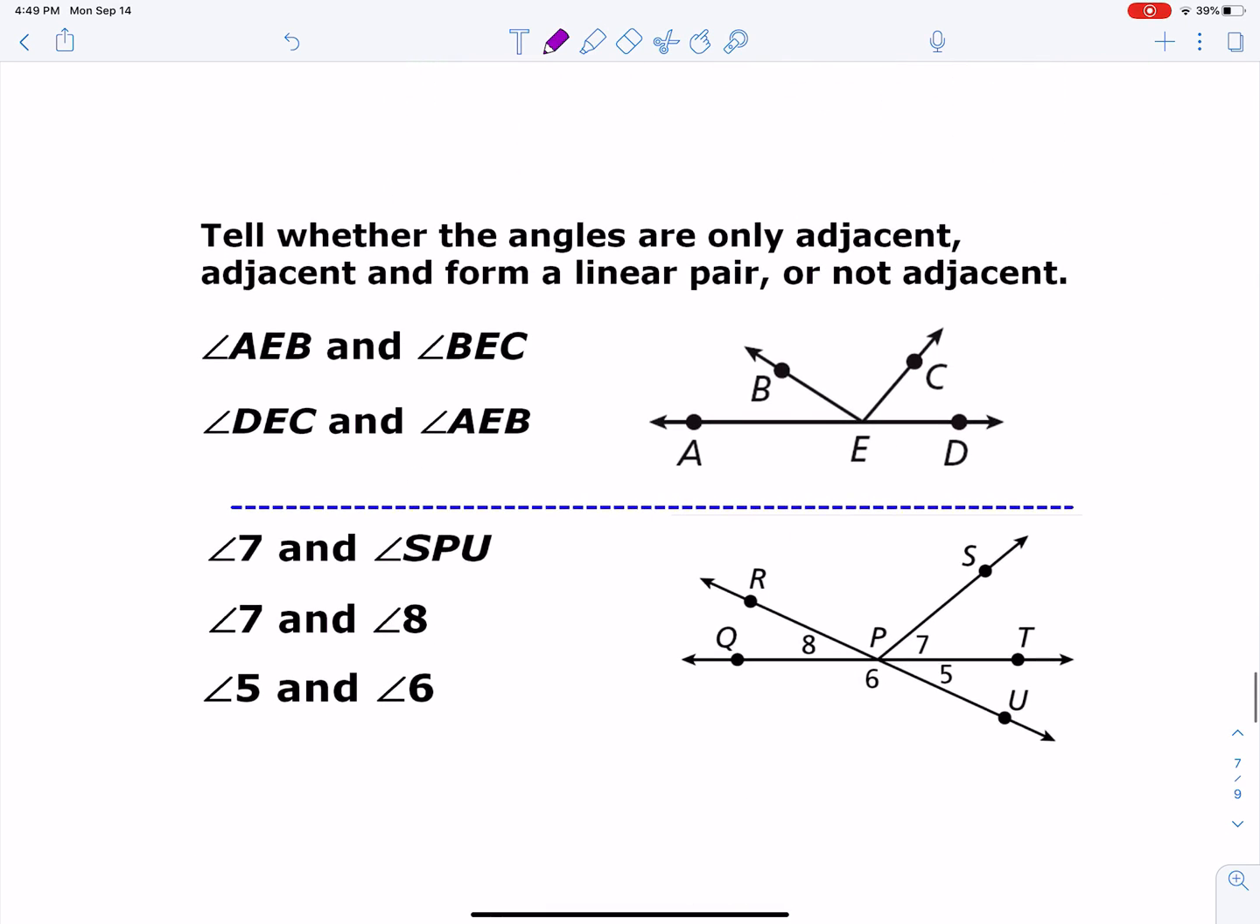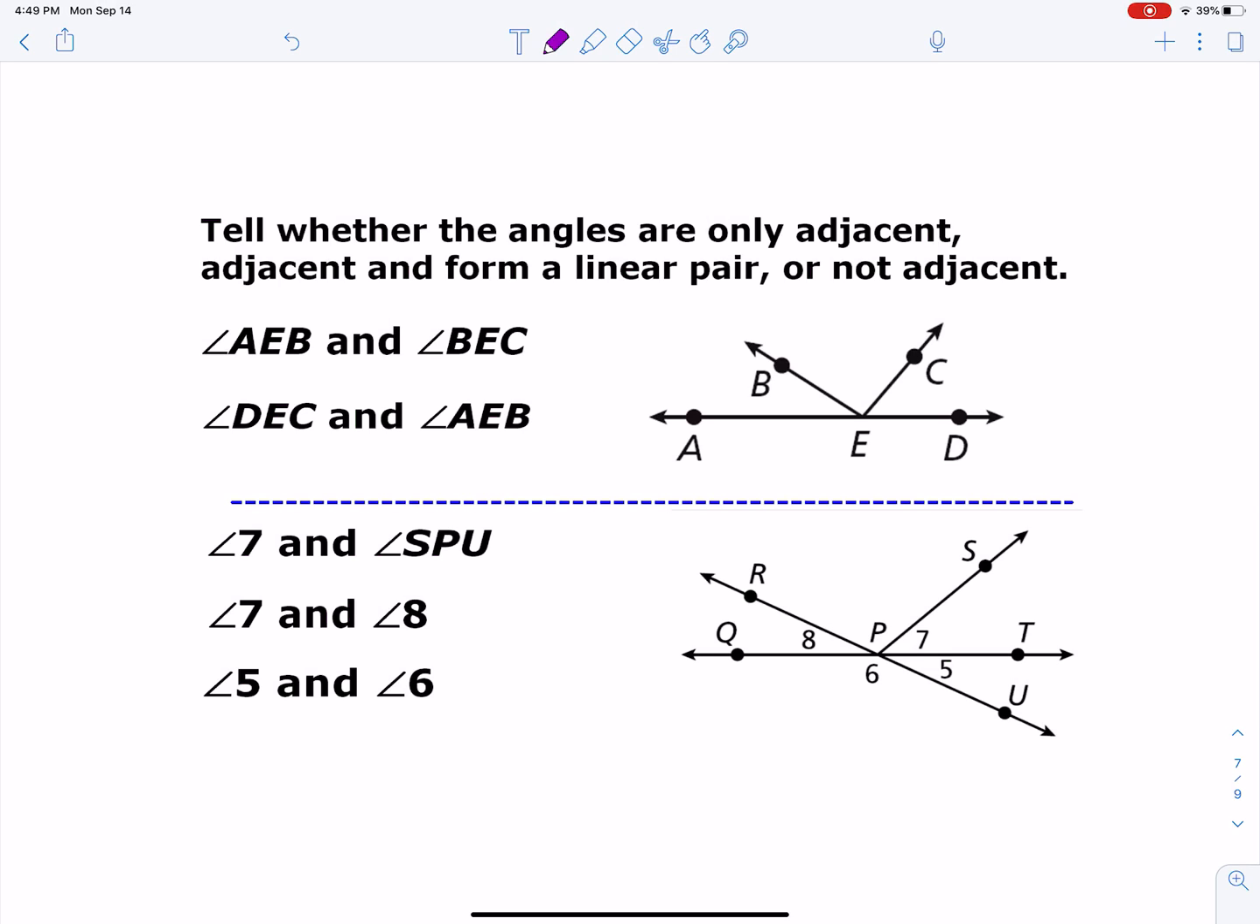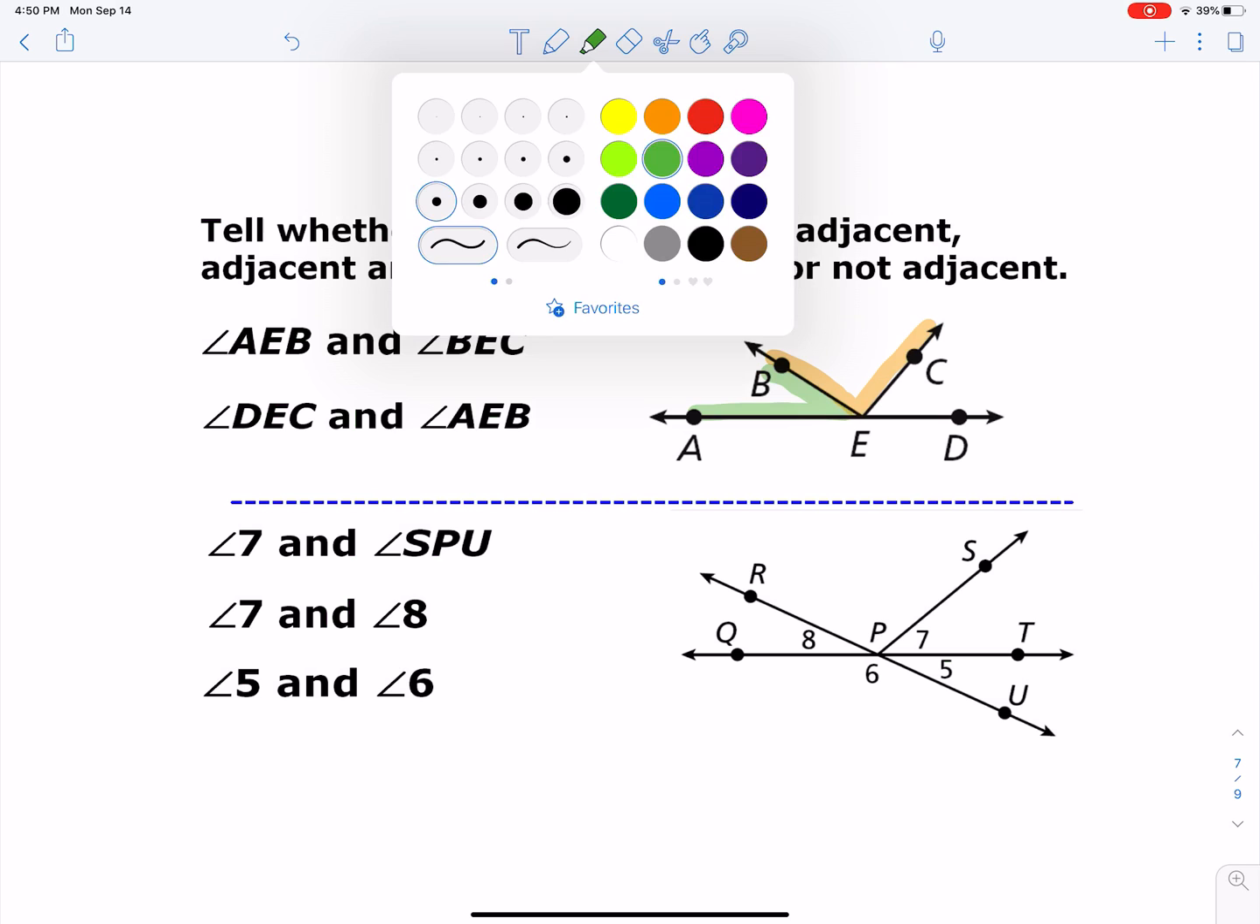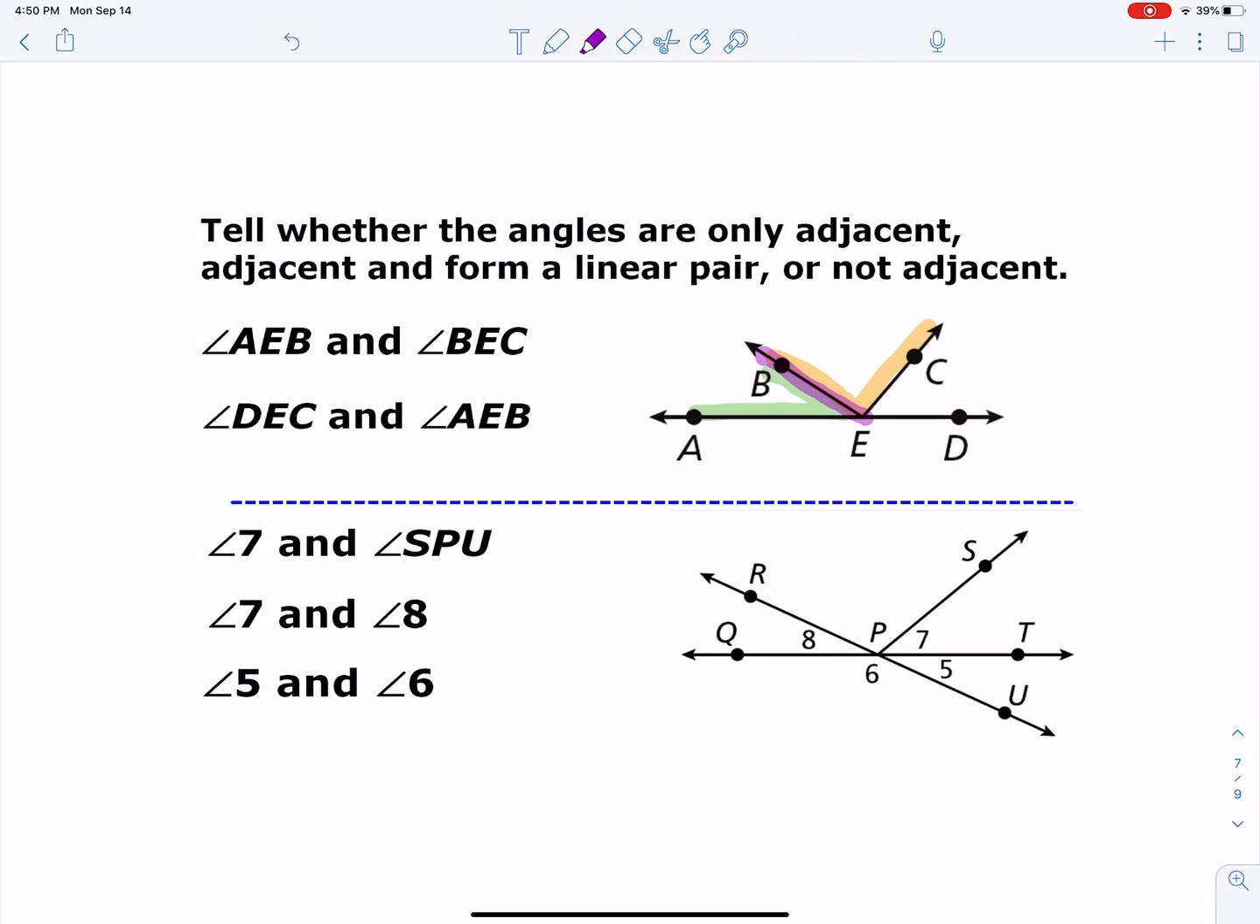Tell whether the angles are only adjacent and form a linear pair or not adjacent. So angle AEB and BEC. Those are definitely adjacent. They share this side, but together they don't form a straight line, so only adjacent.